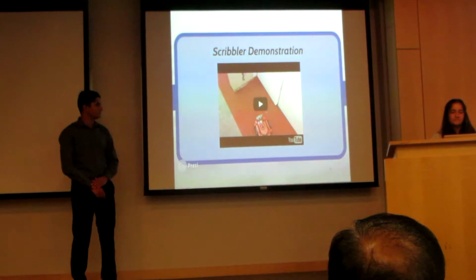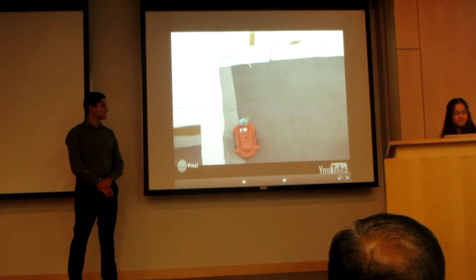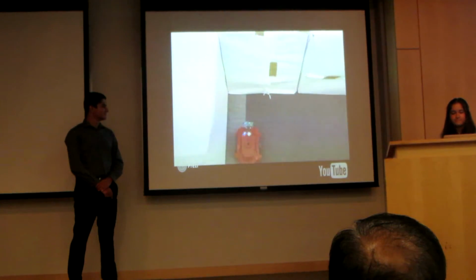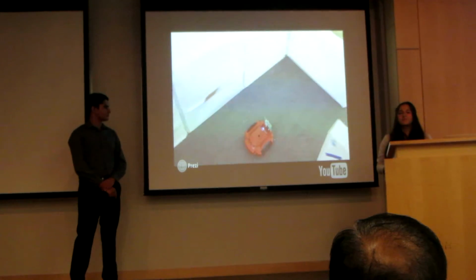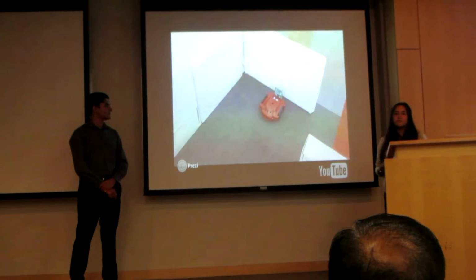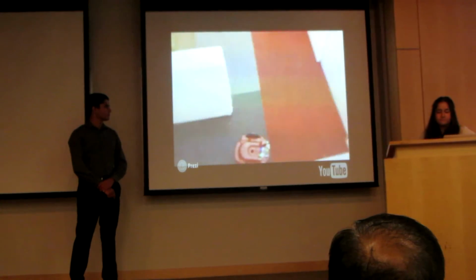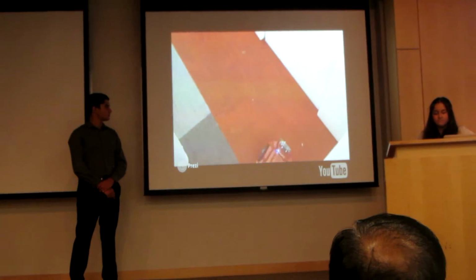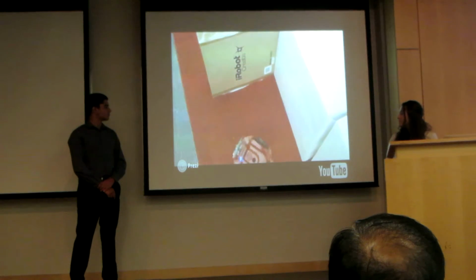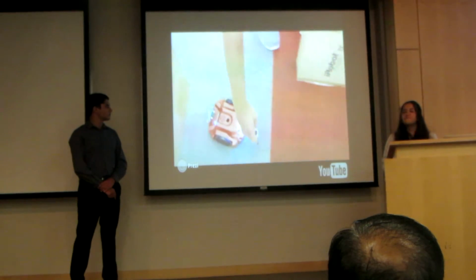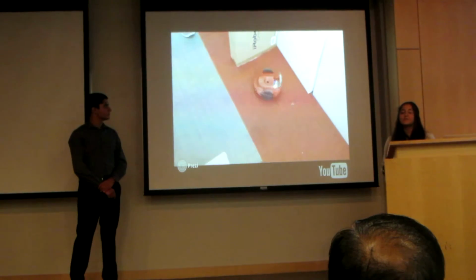This is a demonstration. Right now, the Scribbler is sensing for if there's an obstacle on the right or the left, so it can make a decision on which way to turn. And this is when the Scribbler inverses the path and returns back to where its original spot was.